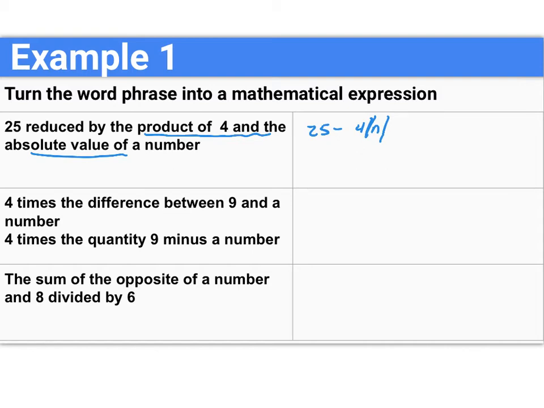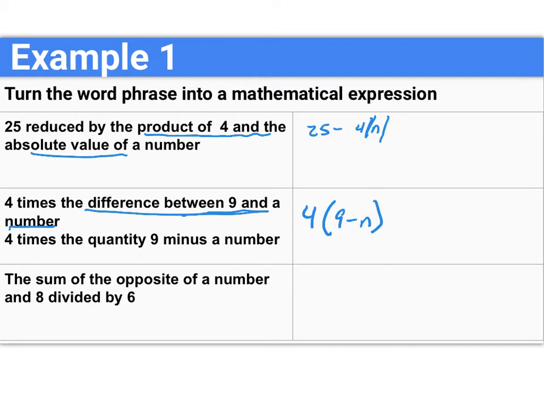Okay, so 4 times the difference between 9 and a number. All right, so the 9 minus n, the difference between 9 and a number. The difference between 9, this is the key phrase that tells us to put that inside parentheses. And then 4 is just multiplied to that.